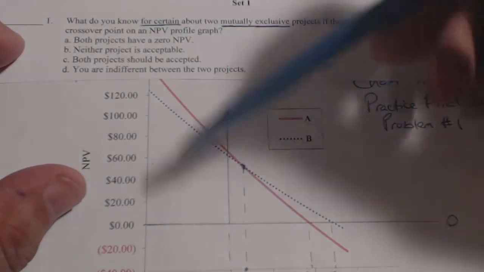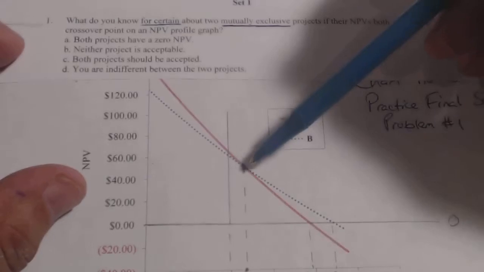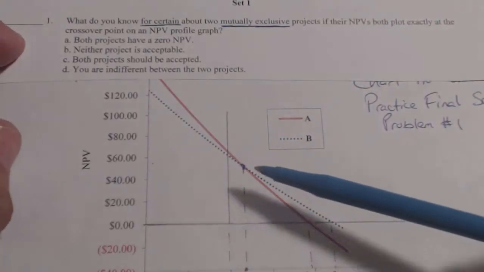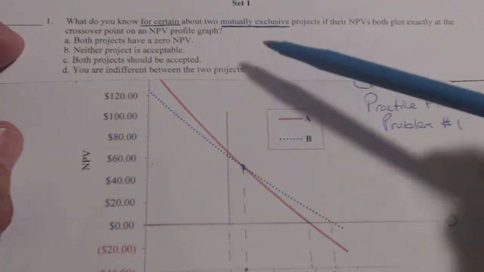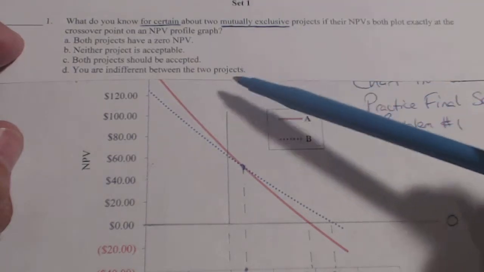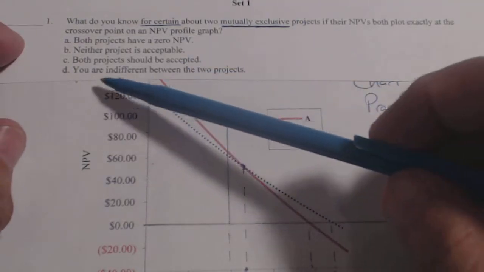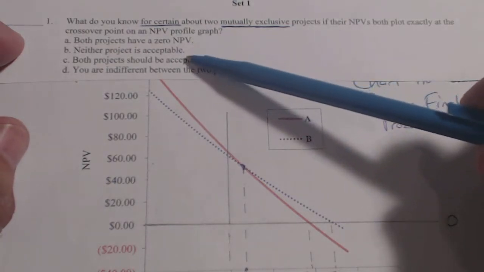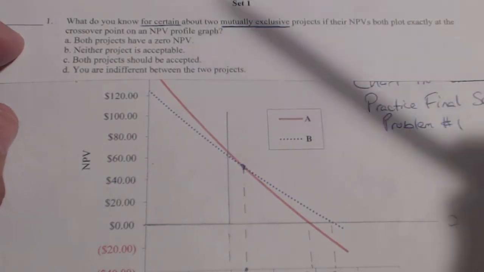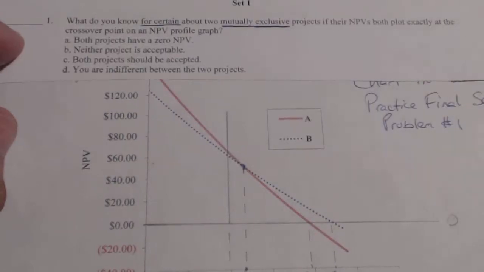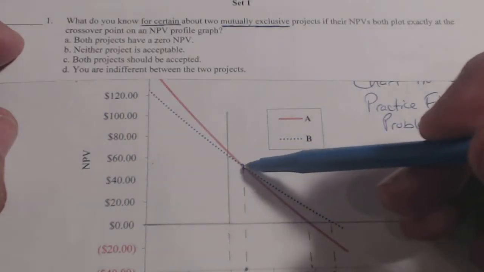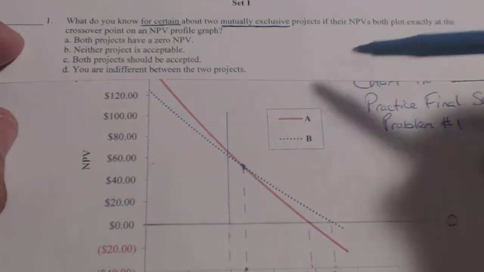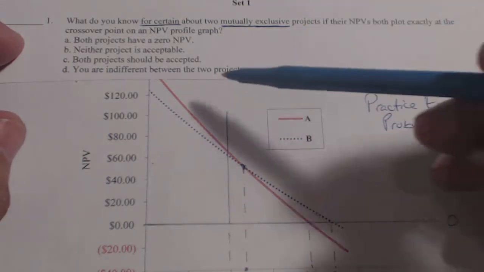This is a graph that has nothing to do with this problem. So this graph happens to be positive, but this is just a graph that I grabbed, so don't base it on this. They give us no numbers here. You can't figure out what the net present value is on this. C, both projects should be accepted. Well, it says neither project should be accepted, both projects should be accepted. You can't tell because you just don't have the numbers. You just know that their net present values are the same because at the crossover point, that's what happens.